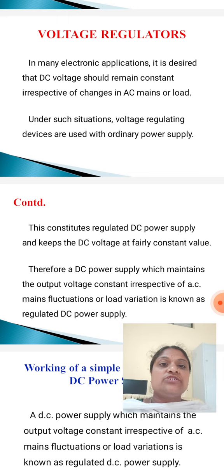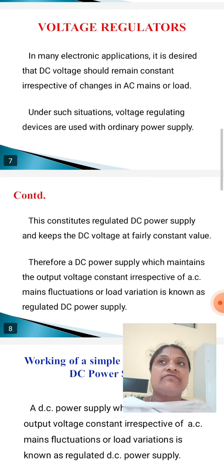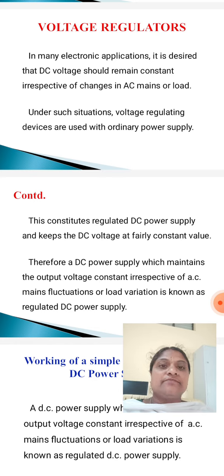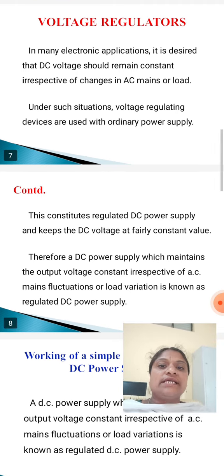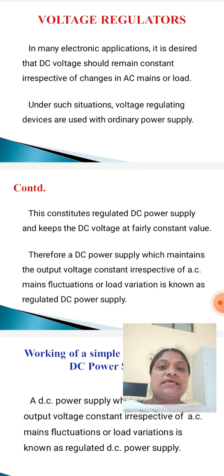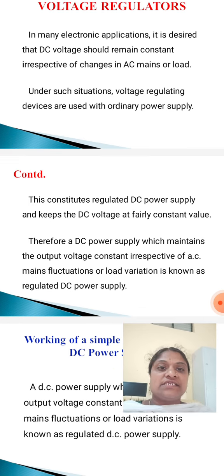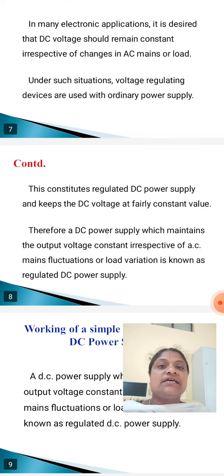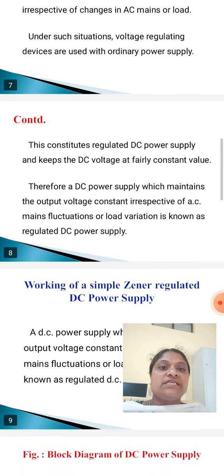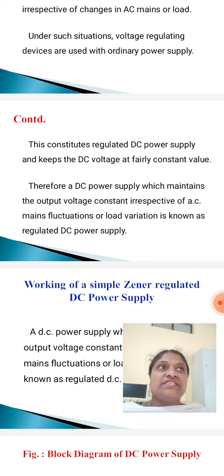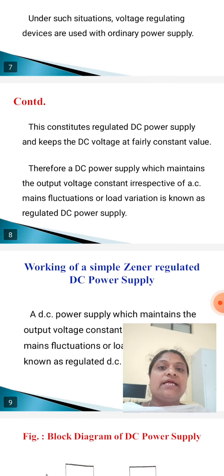The DC voltage should remain constant irrespective of changes in AC mains or load. If the input changes, the output should not change. That's why we desire voltage regulators. Under such situations, voltage regulating devices are used with an ordinary power supply.